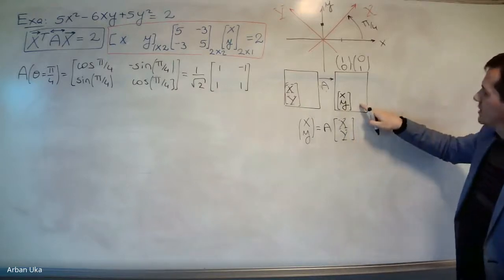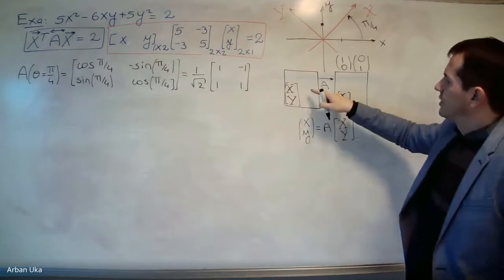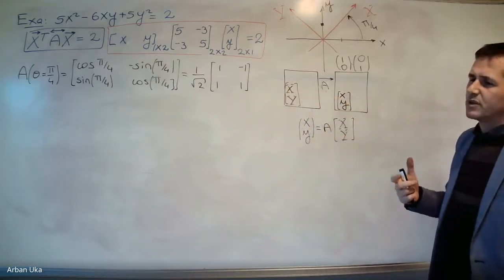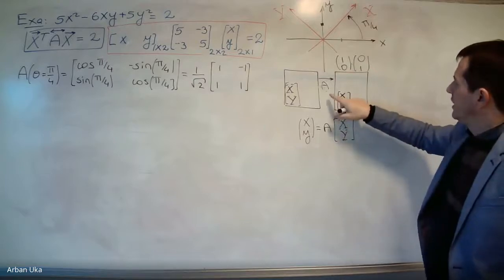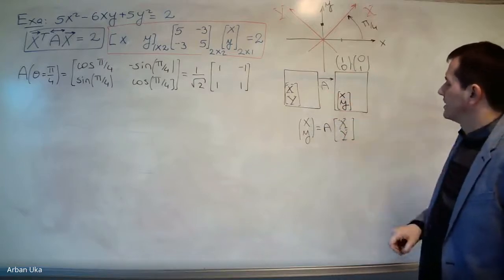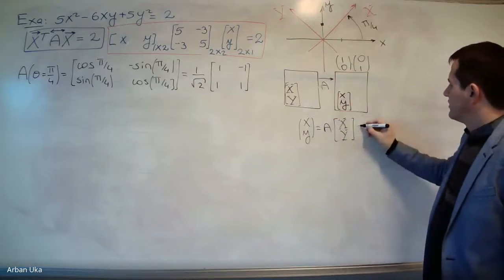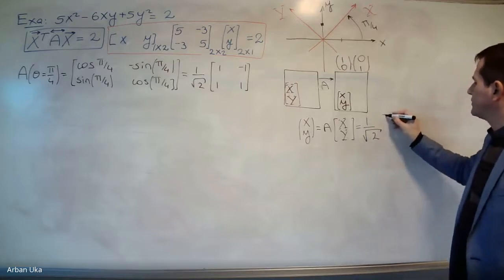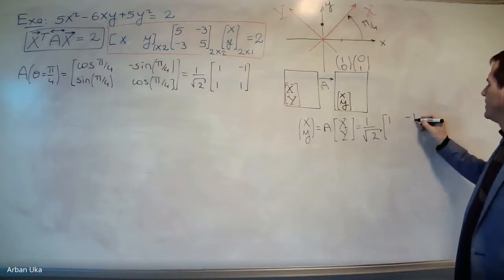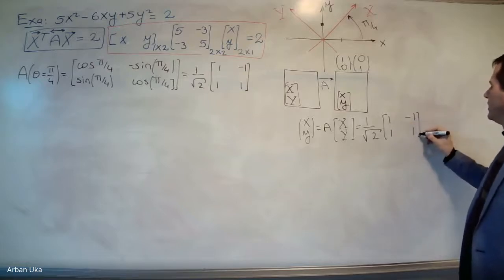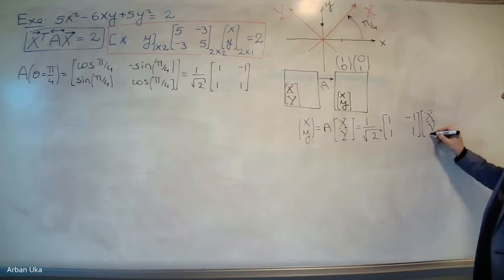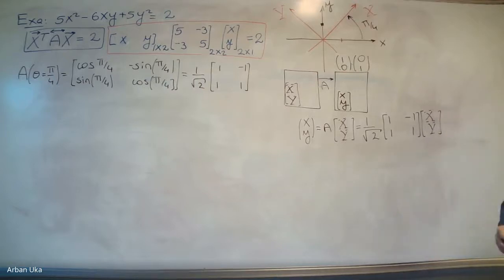Because this is the standard basis, and this is the other one, the new basis, in which we want to represent the data in a better way, and then we move like this, right? So let's then multiply here 1 over square root of 2 times the matrix (1, -1; 1, 1) times (X, Y). Would you agree here? Do you have any issue, Jung?